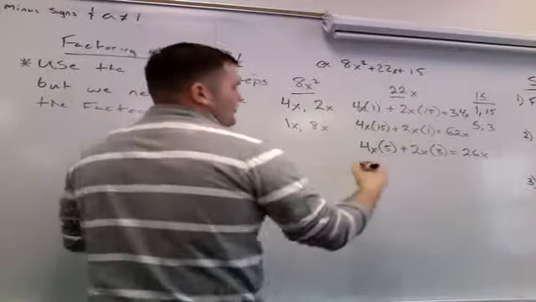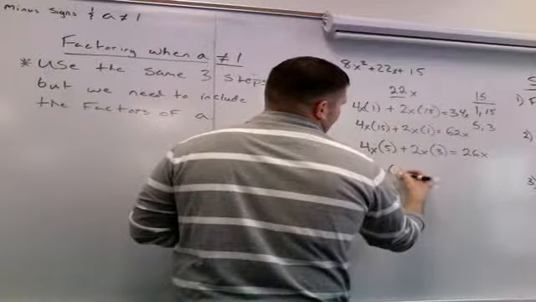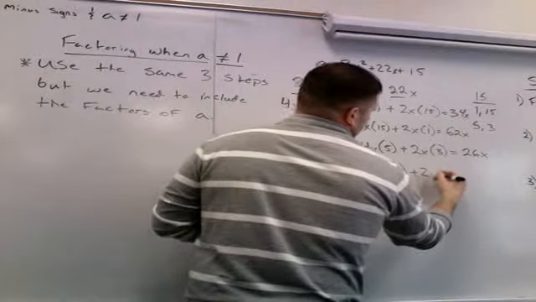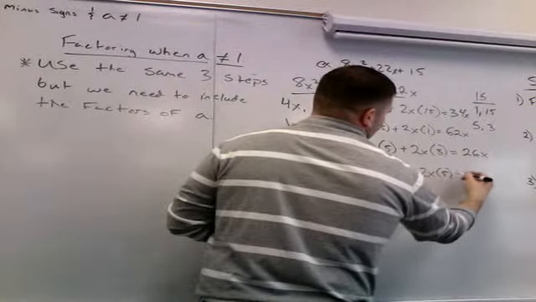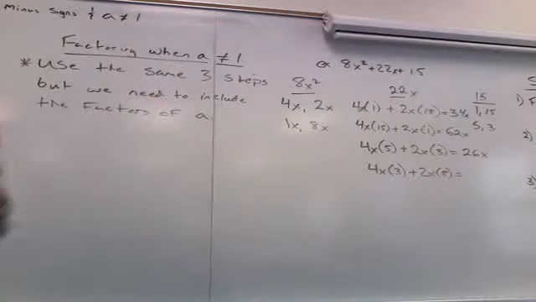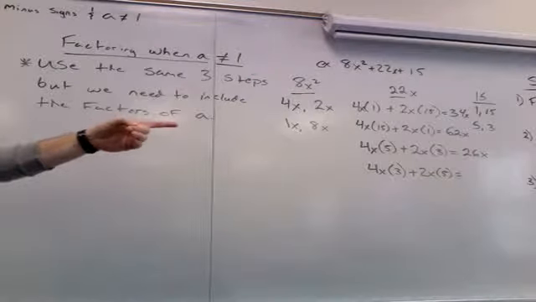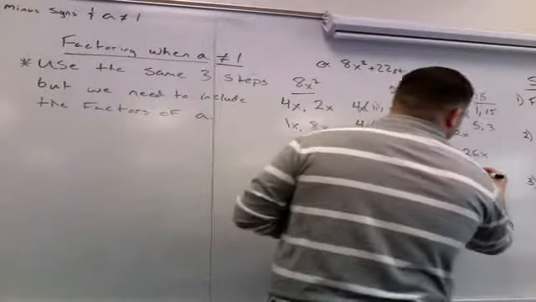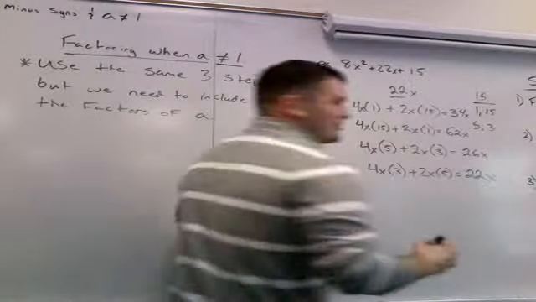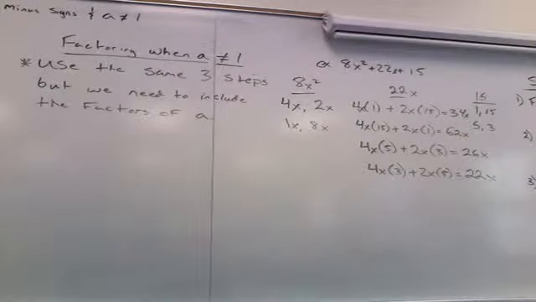Switch them. We're going to try 4x times 3 plus 2x times 5. 4x times 3 is? 12. 2 times 5 is? 10. Hey, we found it. 22x. Okay? Now we got it, right?